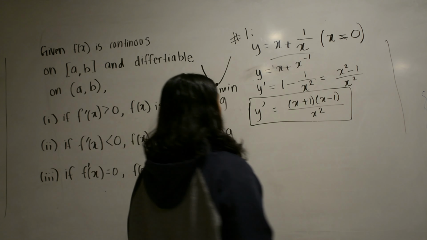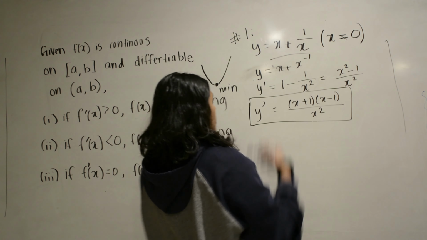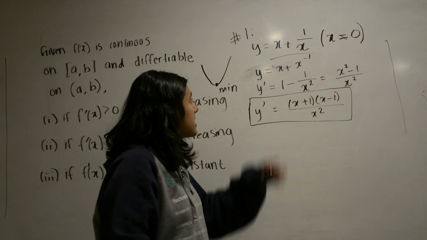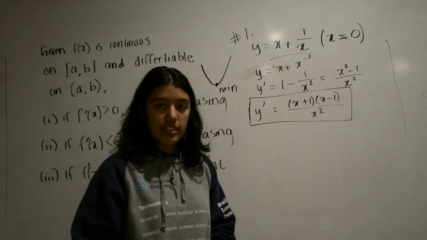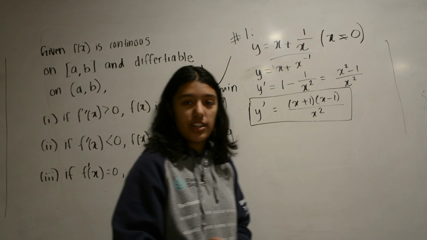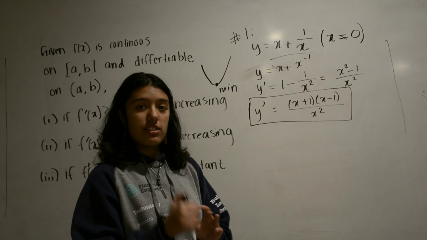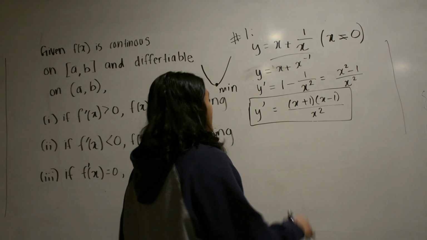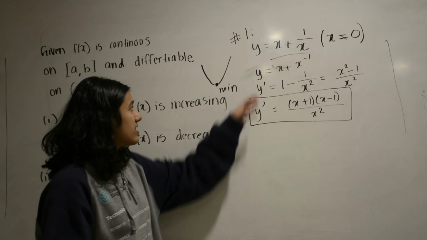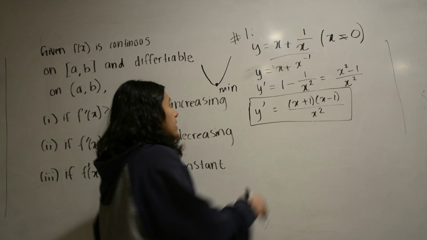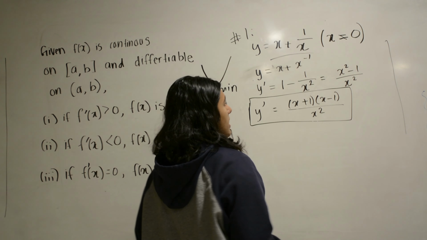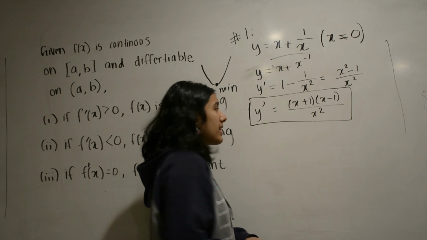Alright, so our first problem is y equals x plus 1 over x, and we're supposed to see at what domain this graph increases and decreases. And we know by just looking at this that x can never be equal to 0, so that is an important thing to keep in mind. We have to first start off by finding the overall slope function of this function, f of x. I have done that for you, so we know that y prime is equal to (x plus 1)(x minus 1) over x squared.